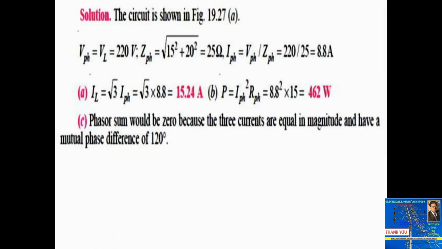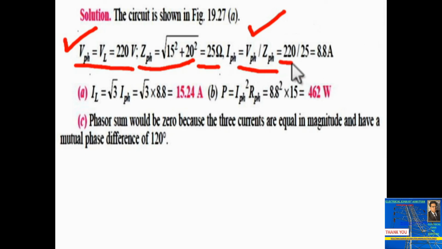Because we are given VPH equal to VL, that is 220 volt, first of all find out ZPH. You can find ZPH equal to under root of 15 square plus 20 square, that will become 25 ohm. Then find out IPH, and the formula for that is VPH upon ZPH. VPH is 220, ZPH we already calculated as 25 ohm. So the answer will be 8.8 ampere.